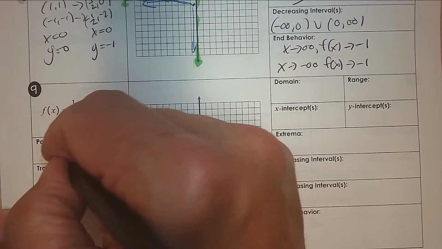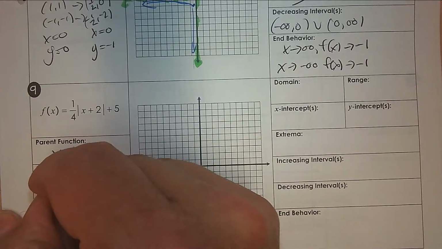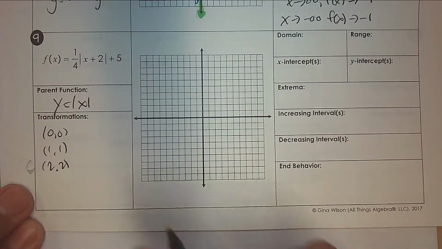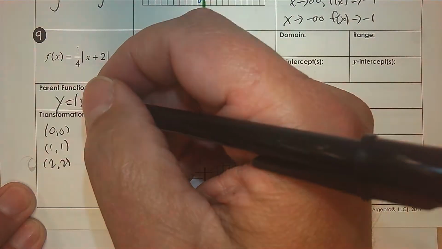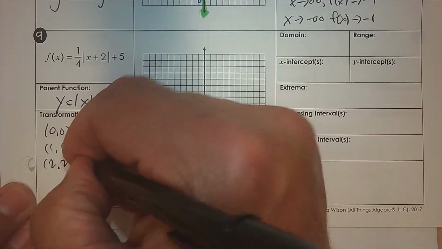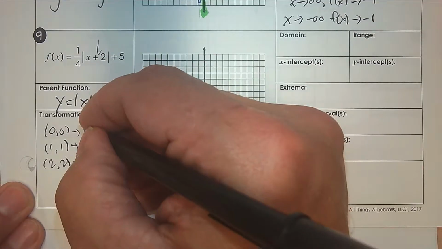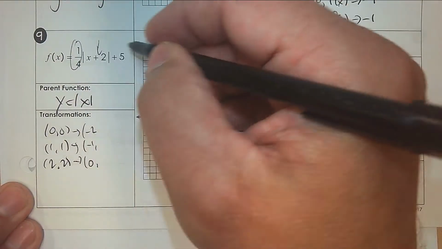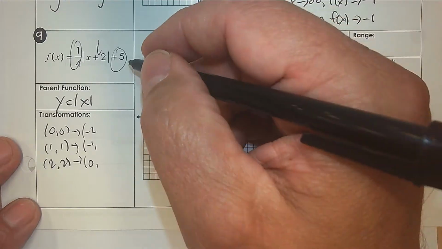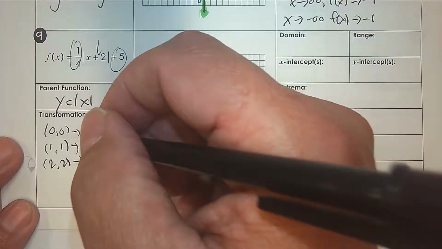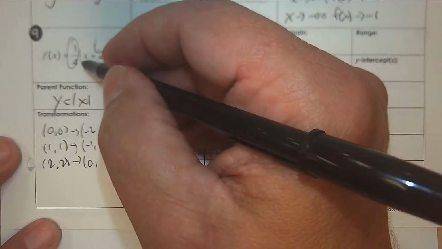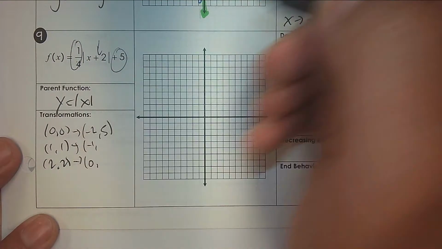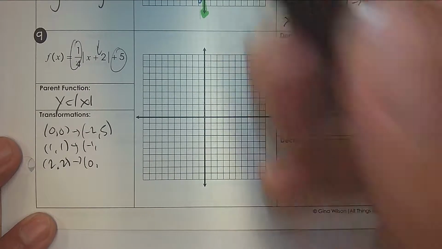Parent function, the absolute value of x. We are going to get some points to make life easier and then reflect over them. So 0, 0, 1, 1, and 2, 2. And then what's happening? So to the x, it actually is easier. Subtract 2. To the y, we're going to divide by 4 and add 5. So 0 divided by 4 is 0, and then add 5. So let's start there. So I'm going to go to -2, 5.